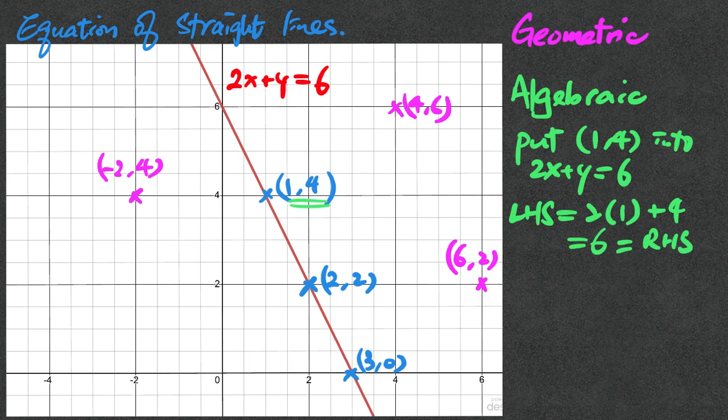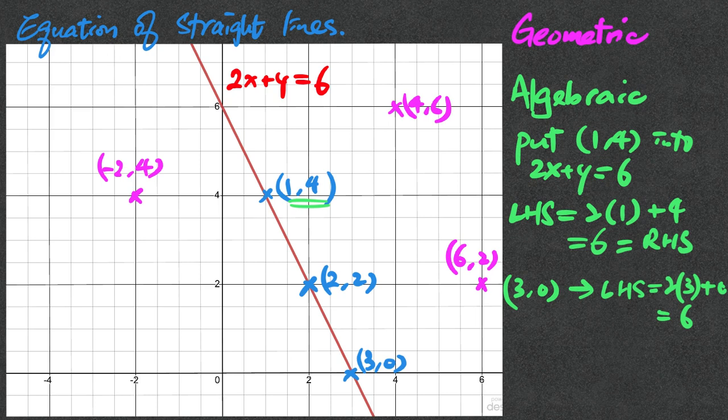You can check some other points like (3, 0). When you do the substitution, the left-hand side will be equal to 2 times 3 plus 0, which is 6. So this is the way we can judge whether a point is on a straight line or not if the diagram is not given to you.